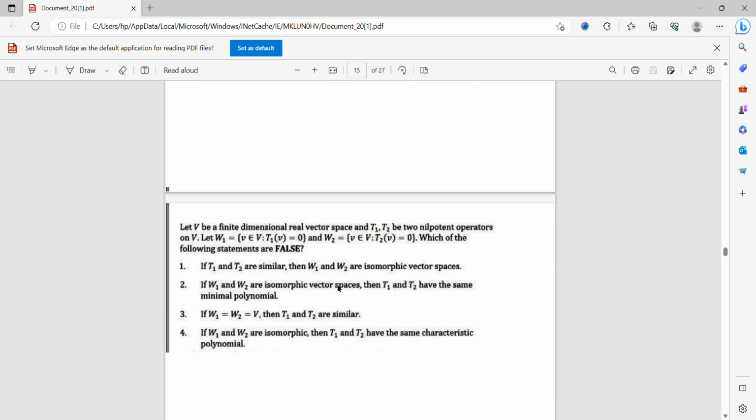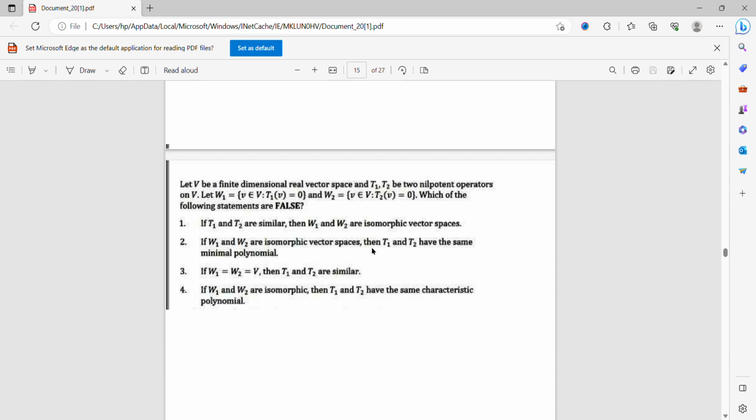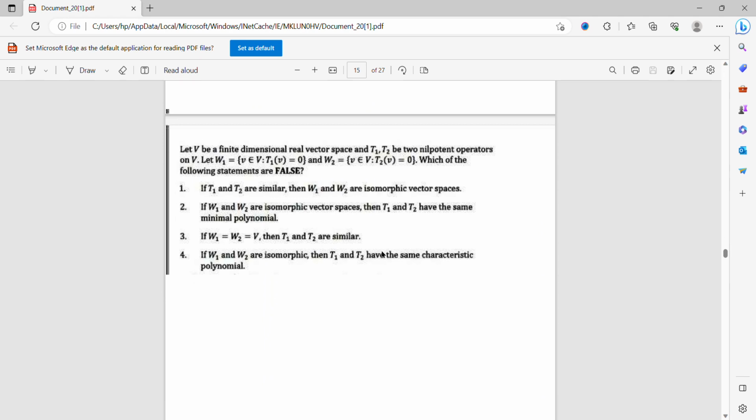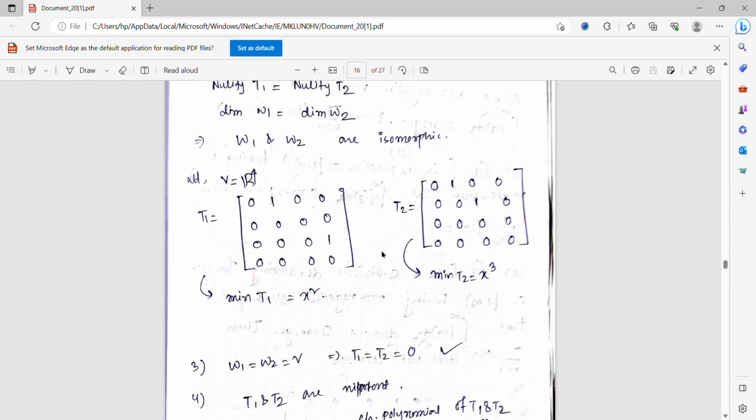So this one is false. W1 and W2 are isomorphic vector spaces, then T1 and T2 have the same minimal polynomial. This is false. Here you can easily see that both W1 and W2 have dimension 2, because here the rank is 2, here also the rank is 2. So here the nullity is 2, here the nullity is 2. That means the dimension of W1 and the dimension of W2 is the same, that is 2. So they are isomorphic, but the minimal polynomial is different.